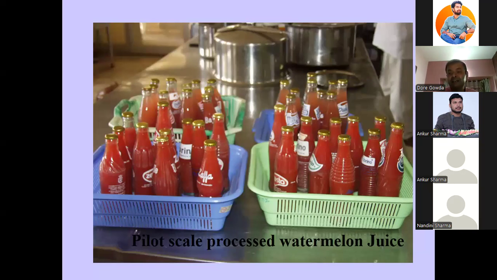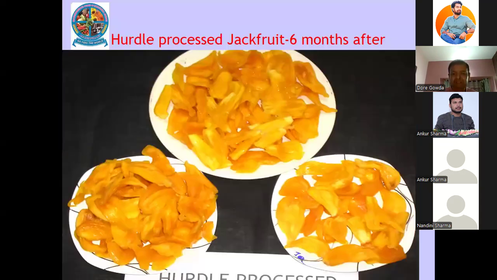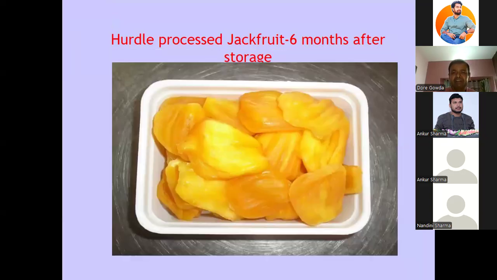So you can see this is pilot scale processed watermelon juice, after the juice extracted after the seed extraction. So this is passion fruit juice. So this is hurdle processed jackfruit, because jackfruit is very tedious. After ripening, you have to cut, remove, gum will be there. Once it is cut, it has to be eaten the same day, but it can be preserved using a technology called hurdle technology. So this technology is available at IIHR.